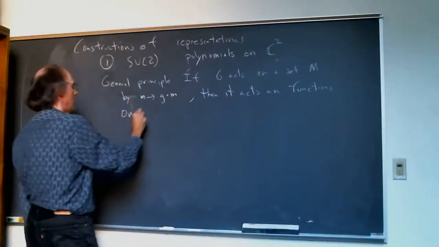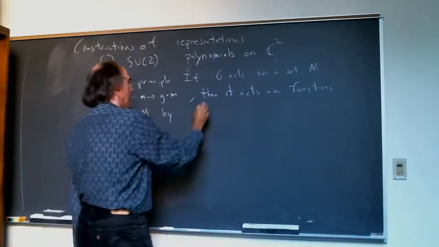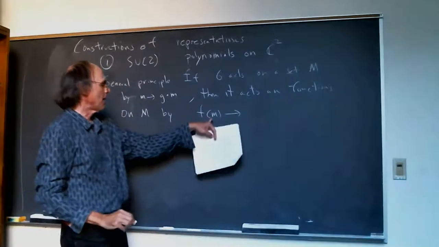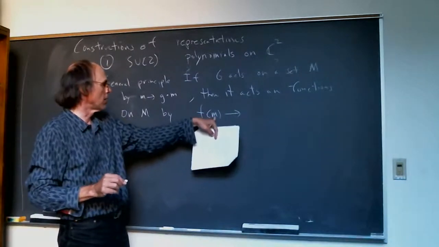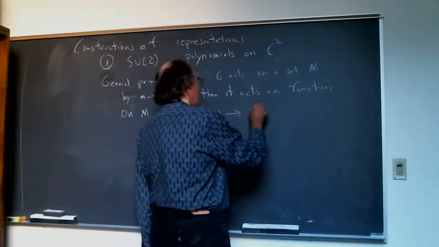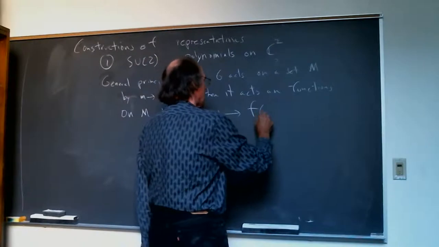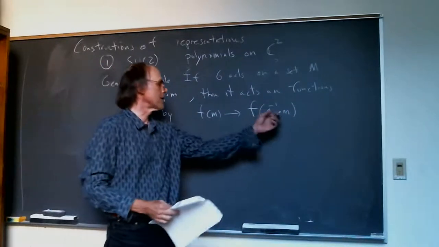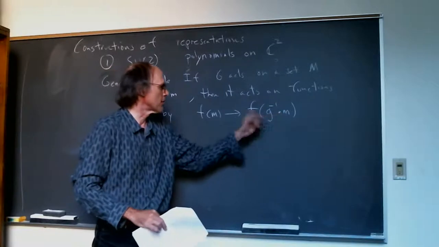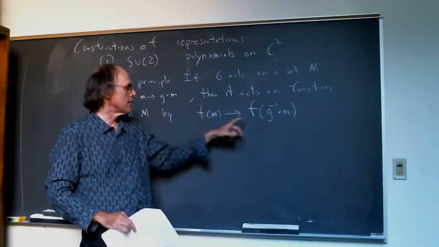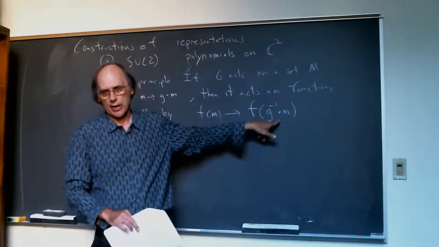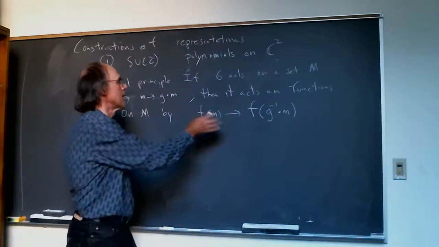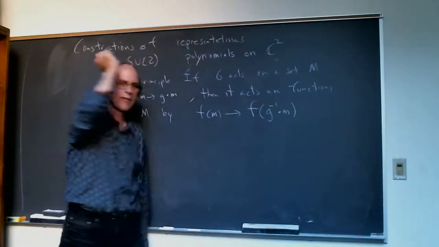to... by f of M I mean the function such that if you plug M in here you get a number. Here you have to act by an inverse. It's just because, if this is a non-commutative group, you have to do it this way in order to get this to be an action, to get the group law to work out. But this is a confusing formula, and I'm afraid I've used a version of this formula for this problem, and I think I've done it in a confusing way.